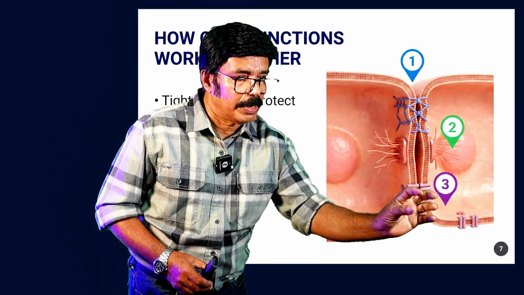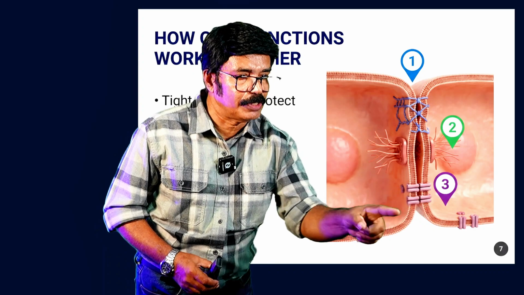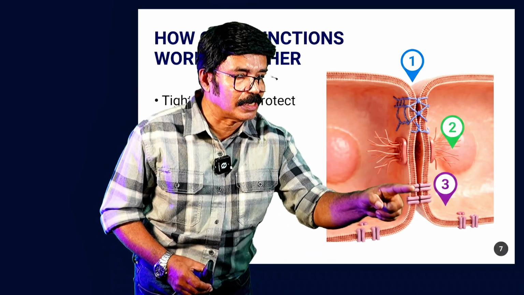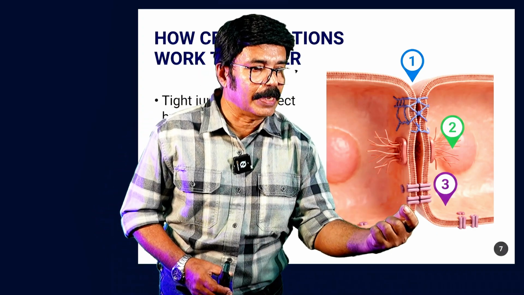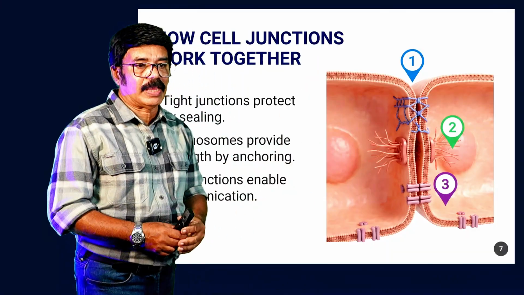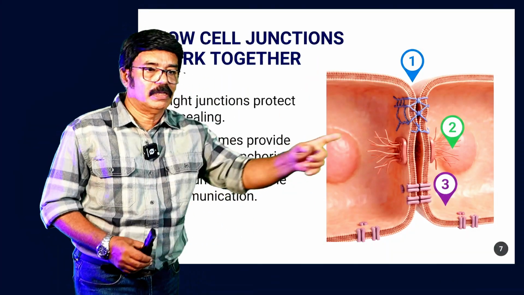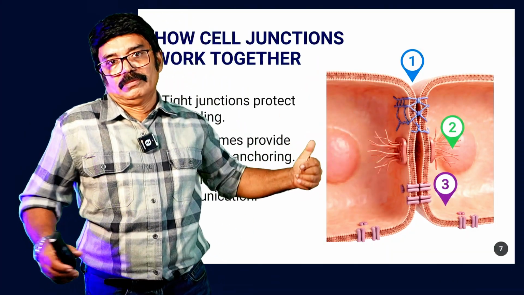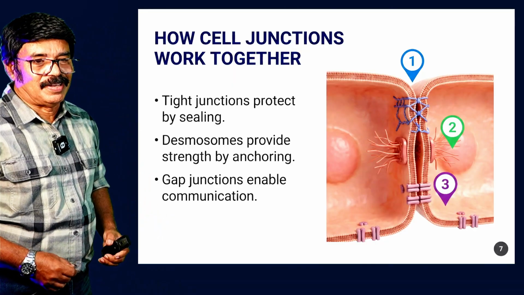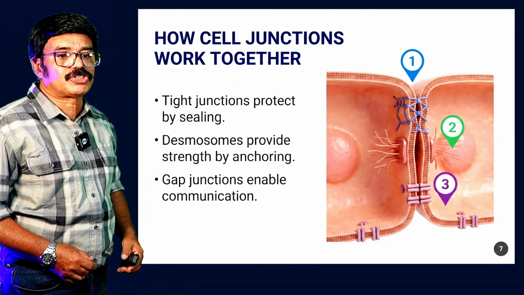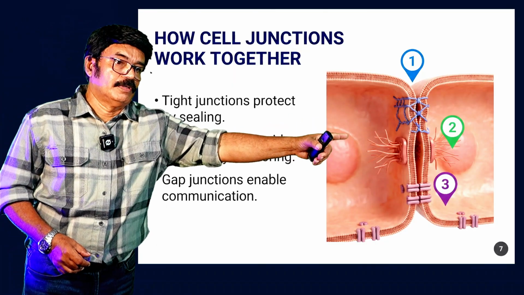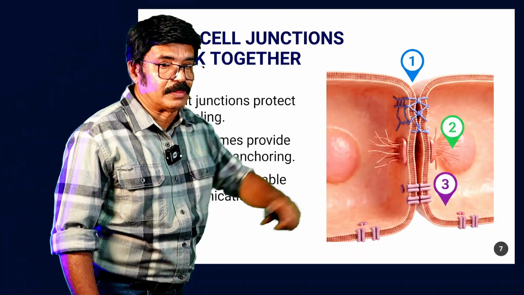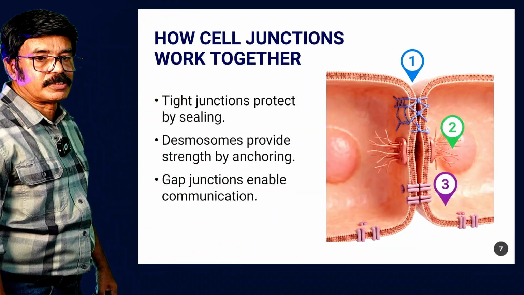Spaces exist, because it is only this part where we have this gadget. So in other parts, the fluid can pass, but here you cannot pass it. Desmosomes provide strength by anchoring. It gives strength. And third one, gap junctions enable communication.